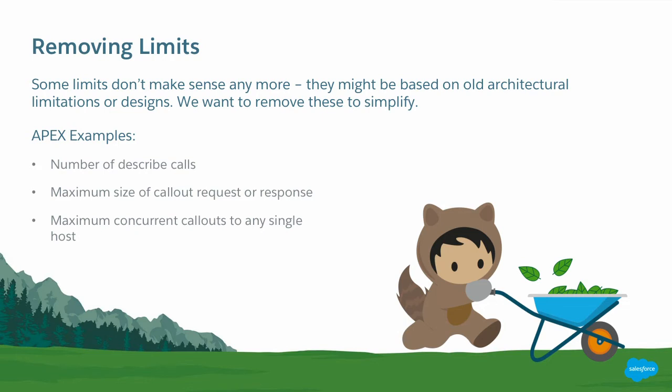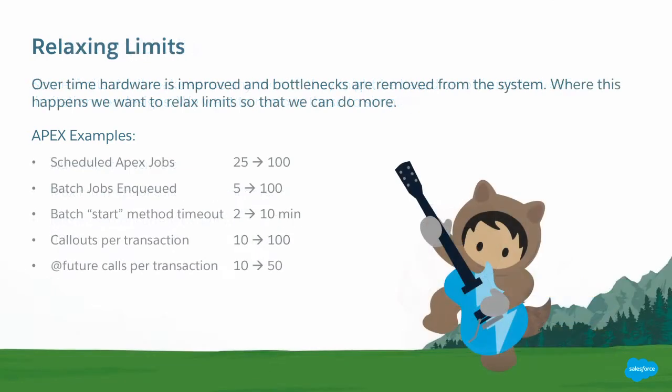Again, sticking with Apex, we took a look at some of the limits that we had, and we identified, for example, the number of describe calls, the maximum size of the call-out request, the maximum number of concurrent call-outs. None of these actually made any sense for us anymore. So these are limits that we removed.